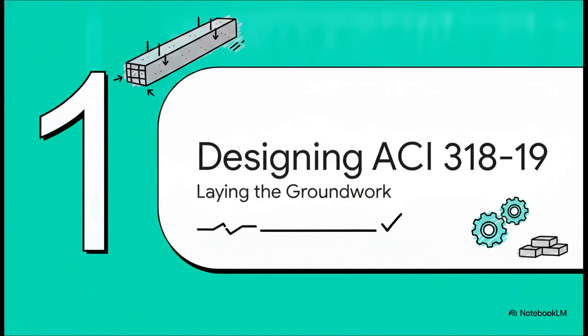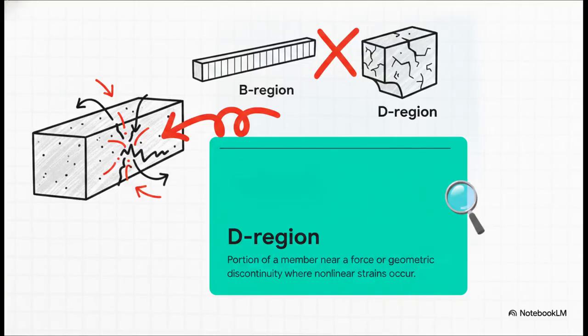Designing with ACI 318-19. Laying the groundwork. All right, so to start, we really need to look at the fundamental behavior of concrete members, and more importantly, why our standard linear assumptions sometimes just completely fail us. The absolutely crucial point here is understanding the difference between B regions and D regions. For the longest time, structural design has relied super heavily on Bernoulli's classical beam theory. You know, the whole idea that plane sections remain plane.